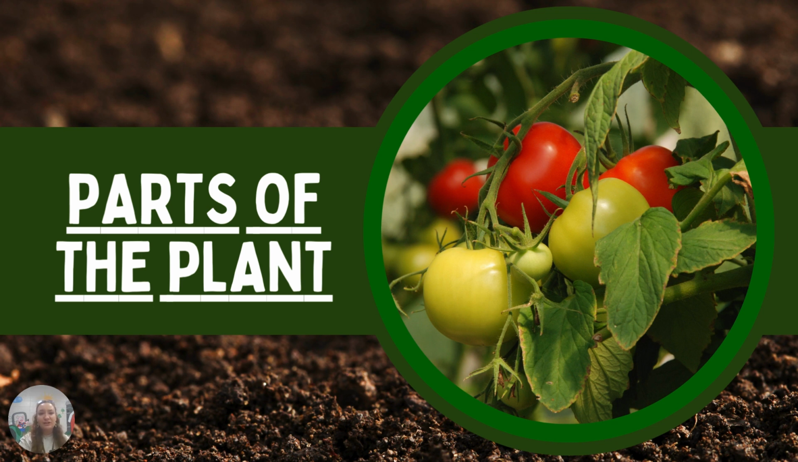Da da da dum, da da da dum, da da da dum, da da da dum, da da da dum. Roots and stems and leaves, flowers, fruits and seeds. We roll them all together. We have the parts of a plant, parts of a plant.